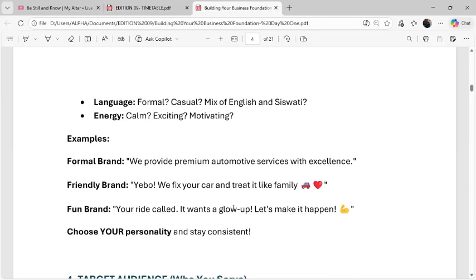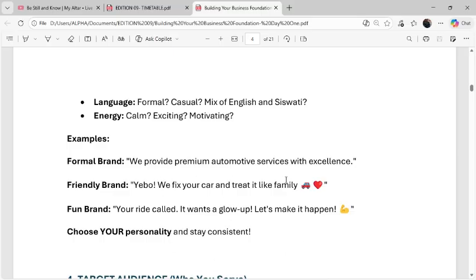Now let's look at this. Let's look at these examples. So if you look at this one, it says we provide premium automotive services with excellence. Then let's look at a friendly brand. Yebo, we fix your car and treat it like family. Now let's look at a fun brand. Your ride called, it wants a glow up. Let's make it happen. You see that this is a car service, ne?